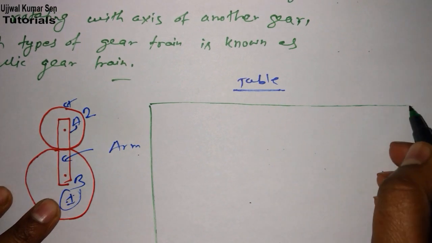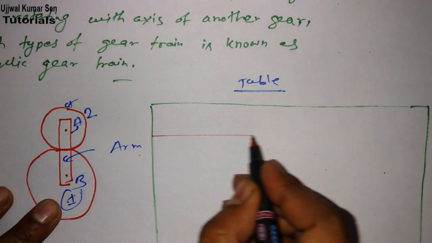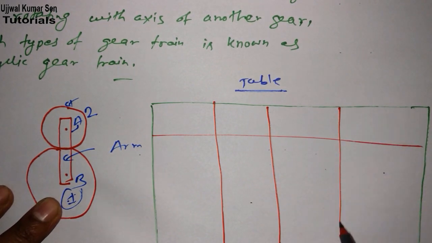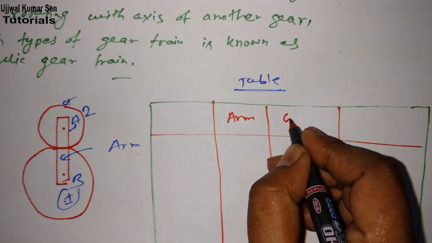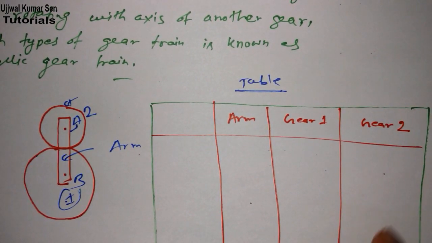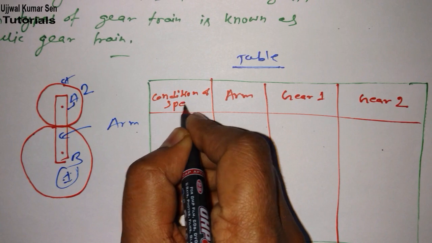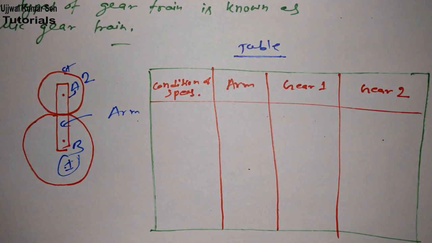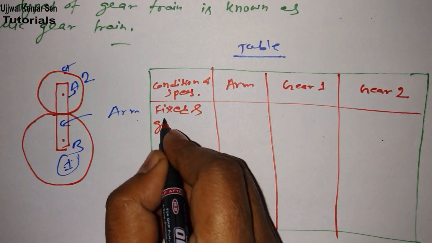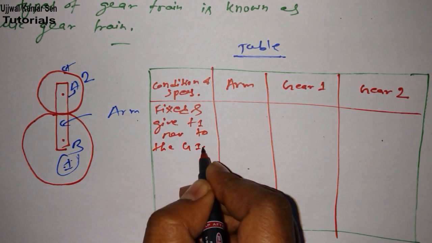So here is the table I have drawn. You can draw according to you. You don't need to use any marker, you can use a pen. So let me draw first. Okay, let's say this is the arm, this is gear 1, and this is gear 2. Now here what we are exactly doing is the condition of speed. What type of speed we give is up to us. Let's say the arm is fixed, and we give +1 revolution to gear 1.